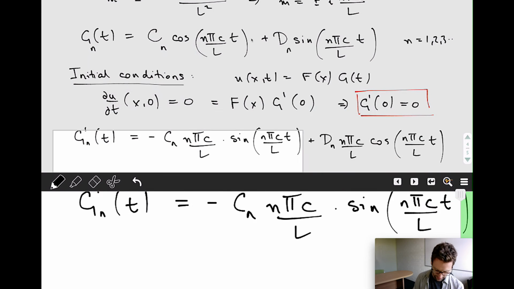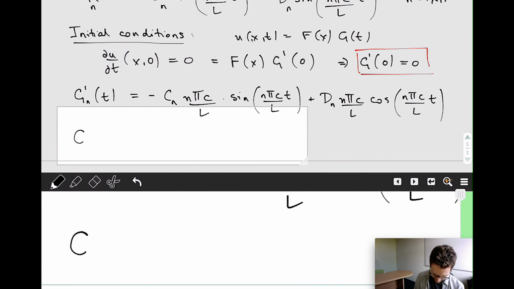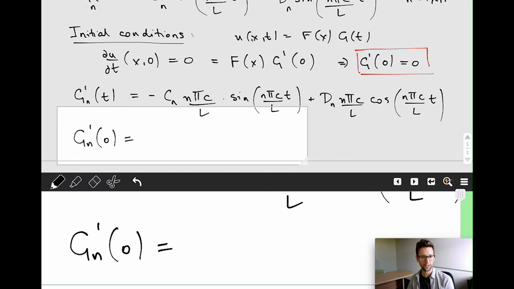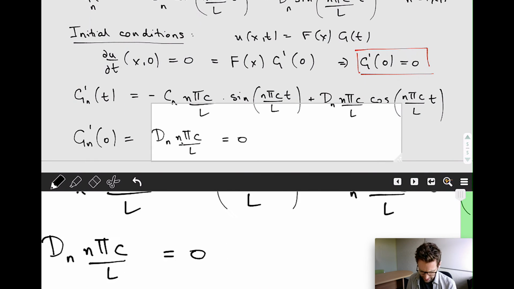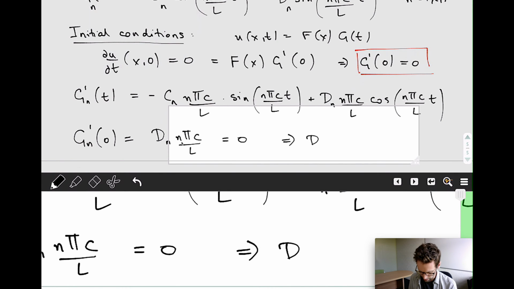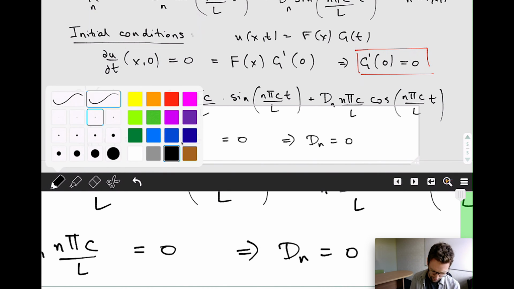That's the derivative. Now let's calculate what that is at time t is equal to 0. So substituting in t is equal to 0, it's going to give me sine of 0, which is 0, and cosine of 0, which is 1. So this is going to give me d_n n pi c over L, and that all has to be equal to 0. Now we know that c can't be 0, the speed of the wave can't be 0, n can't be 0, so this is implying that d_n is equal to 0. So it's killing off one of those coefficients that we picked up.